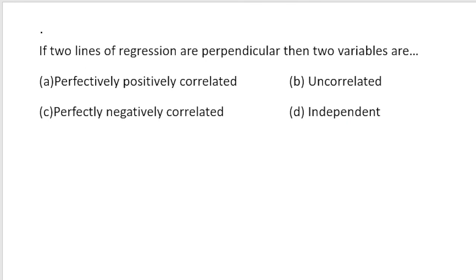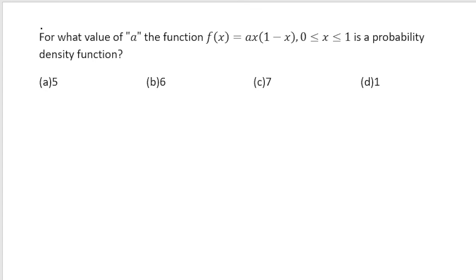Question number... next question. So if two lines of regression are perpendicular, then two variables are uncorrelated. We have seen that when two variables are uncorrelated, in that case the lines of regression become perpendicular to each other.